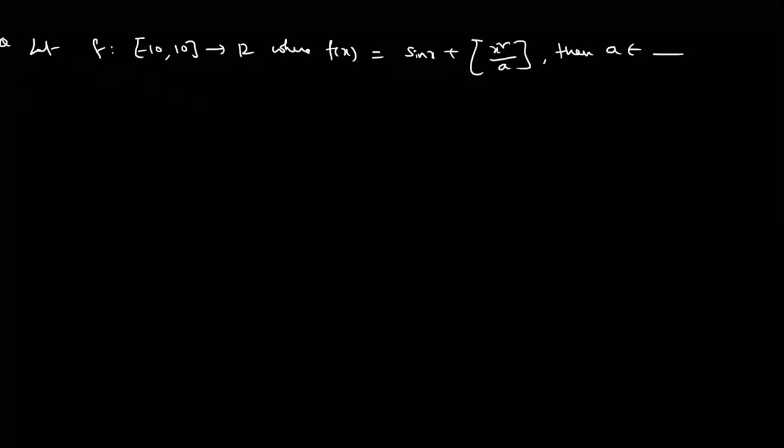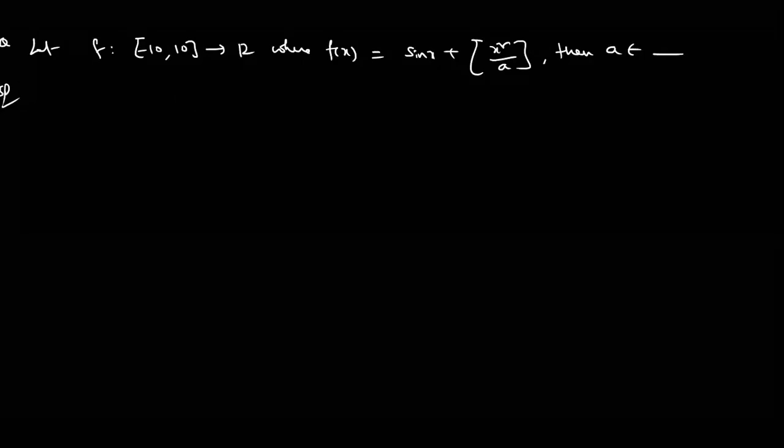Let f map minus 10 comma 10 to real numbers, where f of x is equal to sin x plus integral part of x square by a. Then a belongs to what? Anyone? Solution, integral part, that is. Anyone? Okay, this one should be an odd function. What is the value of a?